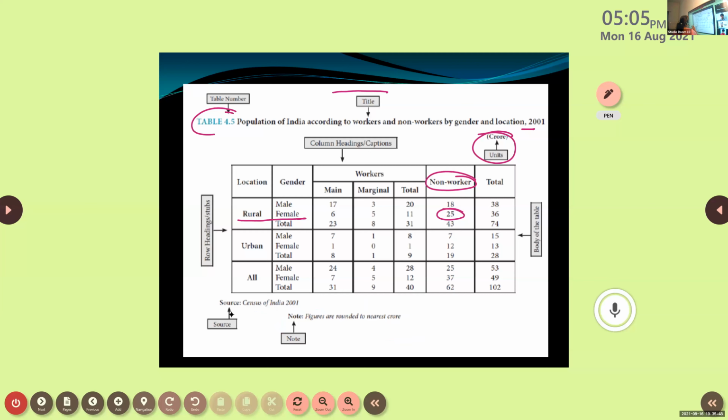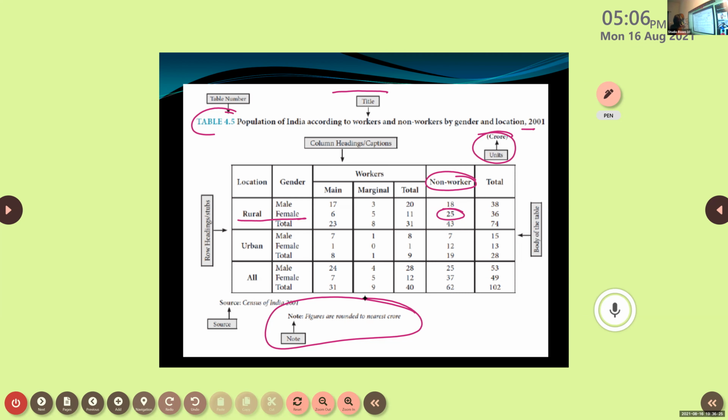Now, one more feature is there for the table, that is the last one. A note is given. You can see one area here where a note is given. What note is given there? Figures are, that is, we have to take care. They are telling that this is not the original one. We have rounded it off to the nearest crore. That note is written at the bottom of the data, so that by seeing it, we can see that some sort of rounding off was done beforehand.